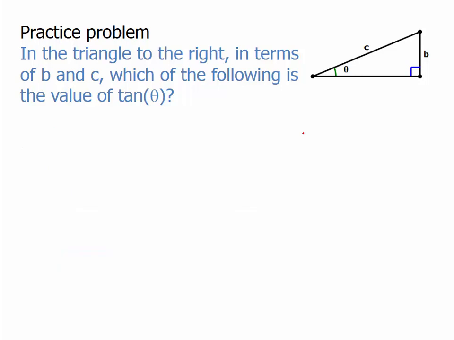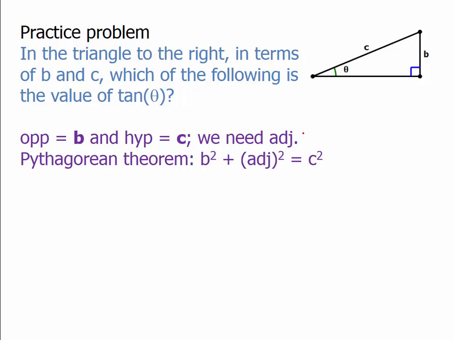All right, well, let's think about this. We have two sides there. We're given B and C, and of course, C is the hypotenuse, B is the opposite, and tangent is opposite over adjacent. We have the opposite, we don't have the adjacent, so we're going to need that third side. Well, we can use the Pythagorean theorem. So the Pythagorean theorem tells us that b squared plus whatever the adjacent side squared is equals c squared. And we can solve this for the adjacent side. Adjacent squared equals c squared minus b squared.